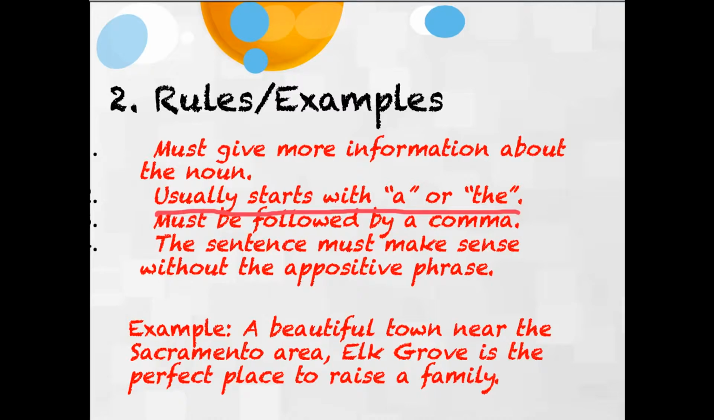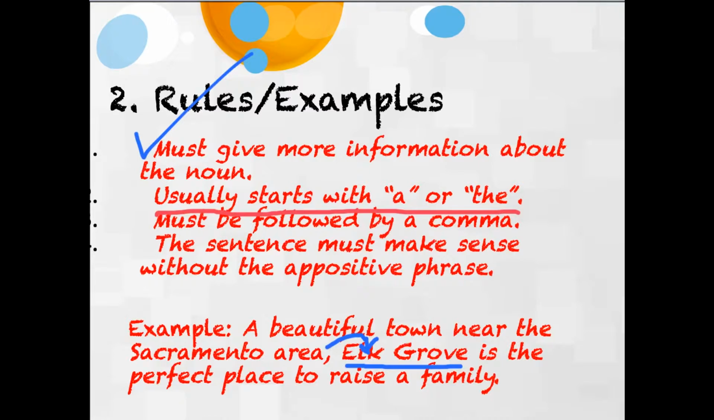So let's go ahead and check these rules right here. So first rule, must give more information about the noun. Well, the noun is going to be Elk Grove here. Let's see if this first part gives more information about it. A beautiful town near the Sacramento area. Well, that's giving us more information about what Elk Grove is. That's where I live, by the way. So it gives more information about the noun. Boom, we got rule number 1.